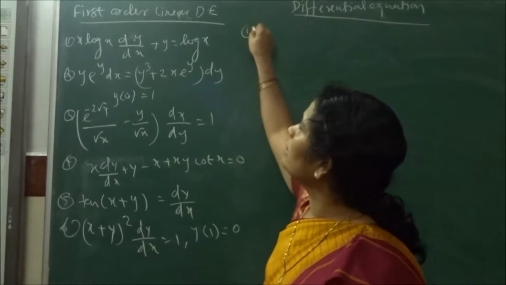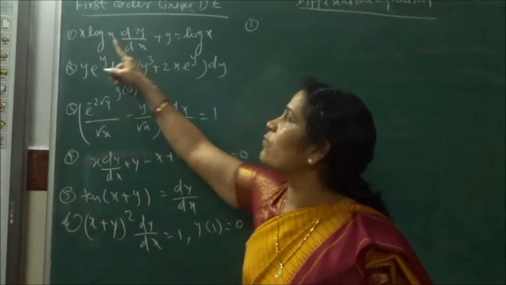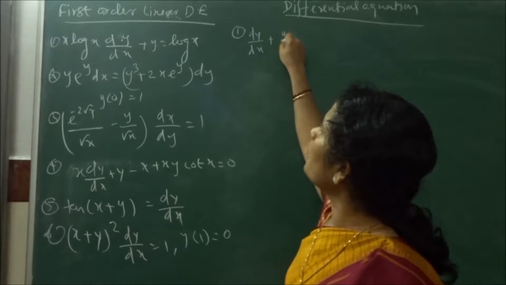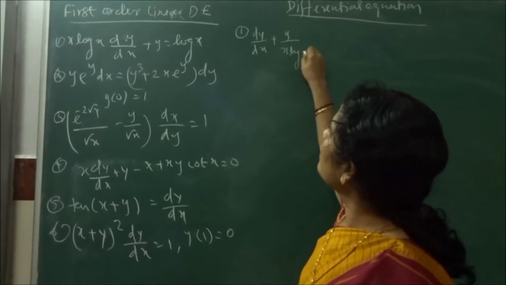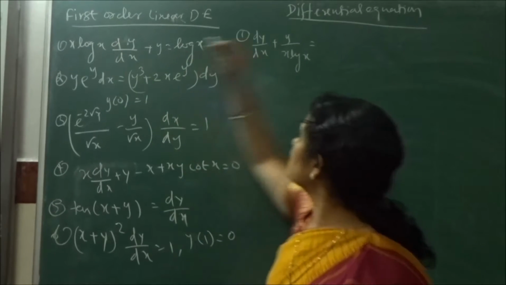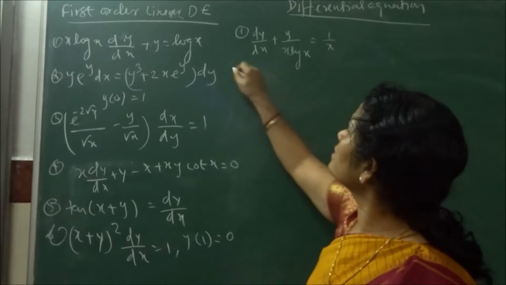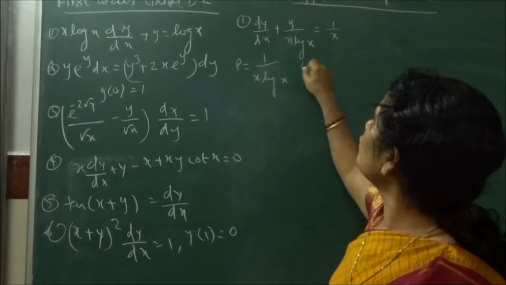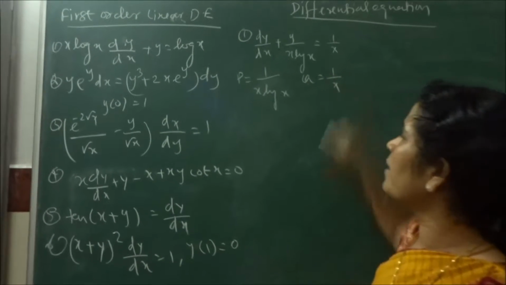Step number 1: the coefficient of dy/dx should be 1. So I am dividing throughout, giving dy/dx + y/(x log x) = log x / (x log x), where log x cancels, equal to 1/x. What is P here? P is 1/(x log x), and Q is 1/x.